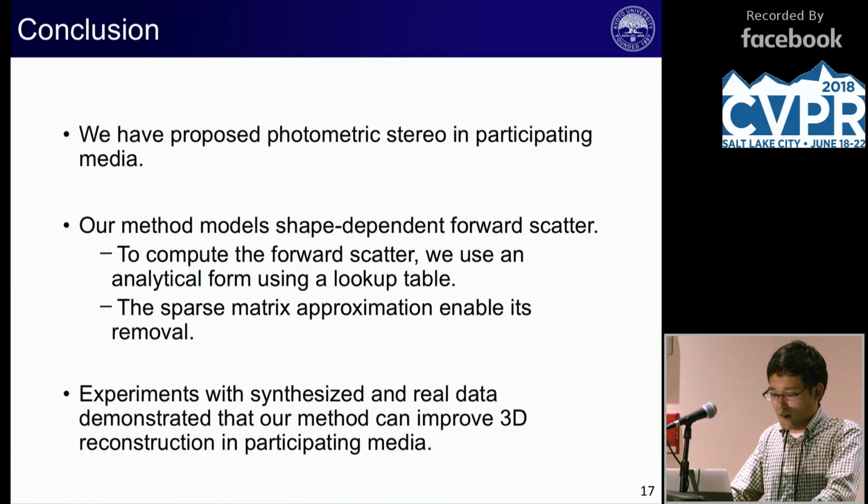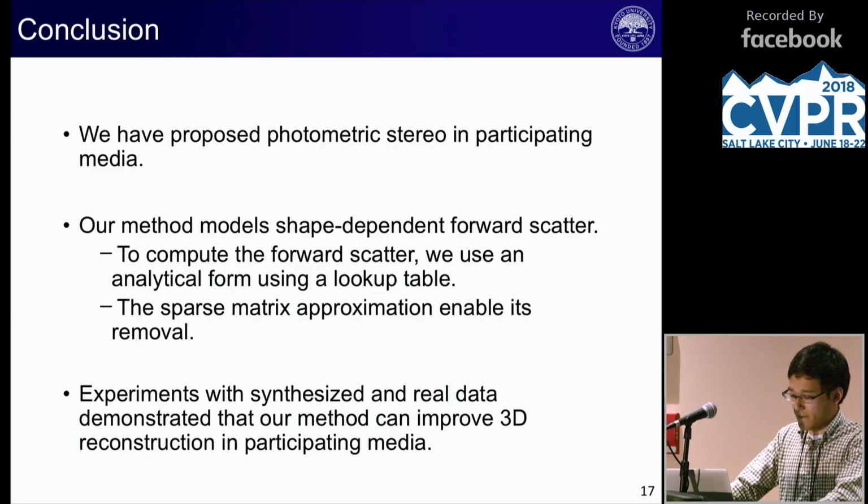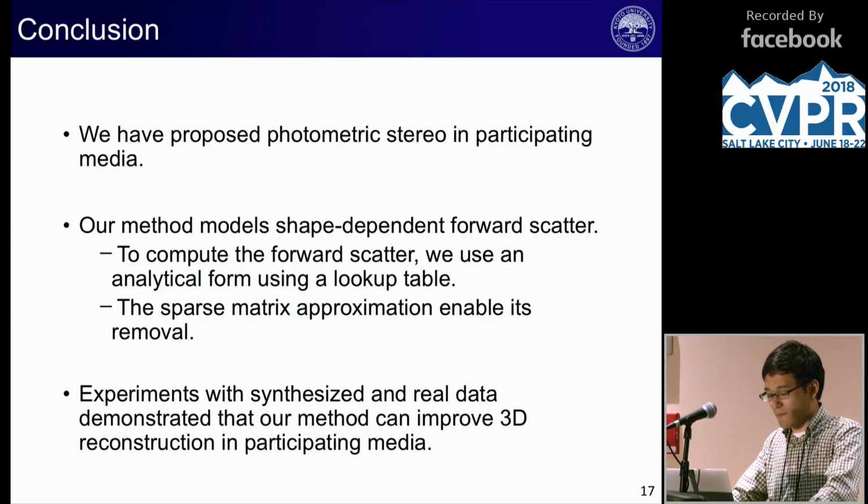Conclusion. We have proposed photometric stereo in participating media. Our method models a shape-dependent forward scatter. To compute the forward scatter, we use an analytical form using a lookup table. The sparse matrix approximation enables its removal. Experiments with synthesized and real data demonstrate that our method can improve 3D reconstruction in participating media. Thank you for your attention.